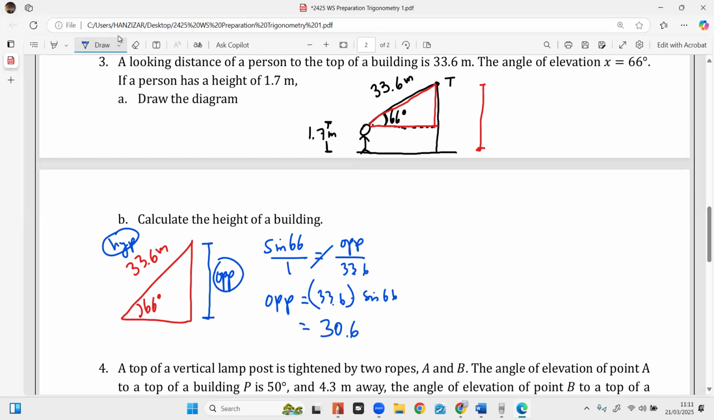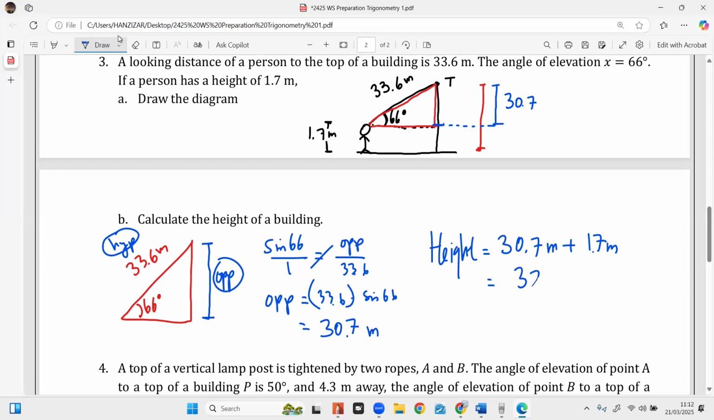30.7. You can use your calculator to solve this. But is this the answer for the height of the building? No, why? You have to add 1.7. The opposite is only here, right? 30.7. So the height of the building can be found by adding 30.7 meters and 1.7 meters. Thank you. 32.4 meters. This is the height of the building.